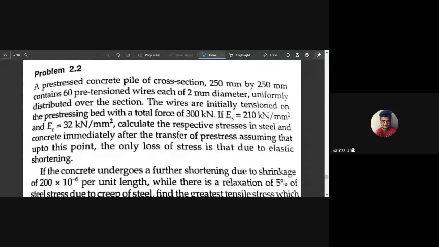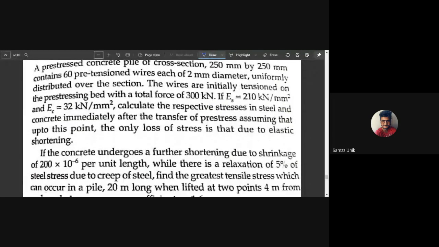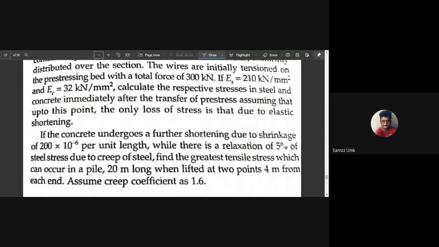If the concrete undergoes further shortening due to shrinkage of 200 into 10 raised to minus 6 per unit length, and there is a reduction of 5% of steel stress due to creep of steel, find the greatest tensile stress which can occur in a pile 20 meter long when lifted at 2 points 4 meter from each end. Assume creep coefficient 1.6.